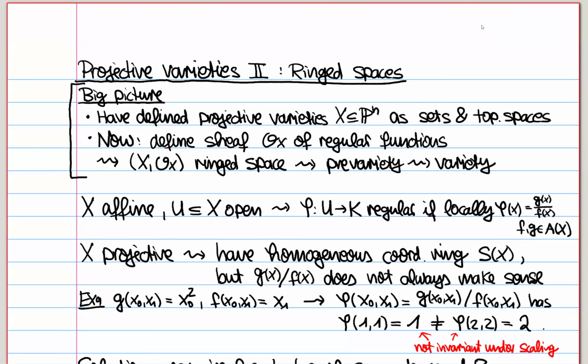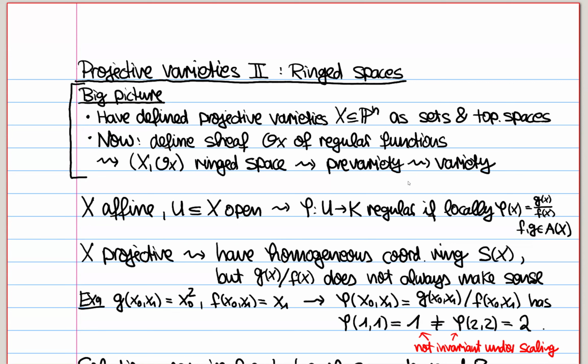So we have started discussing projective space Pn and have defined the notion of a projective variety X inside there, both as a set and then as a topological space. And you know the drill by now. The next thing that we need to do is define a sheaf of regular functions. Once we have this, X with this sheaf is a ringed space. And then in this chapter, we're first going to show it is a pre-variety. This happens in this video here. And then we're going to check it actually has these nice properties of being a variety.